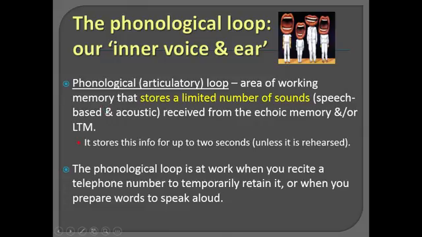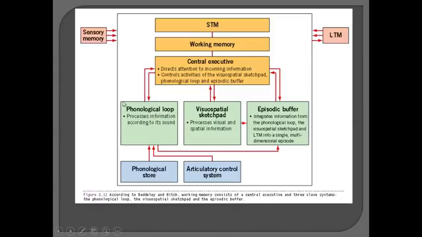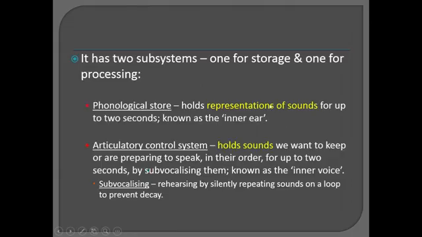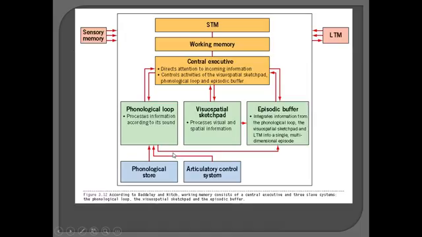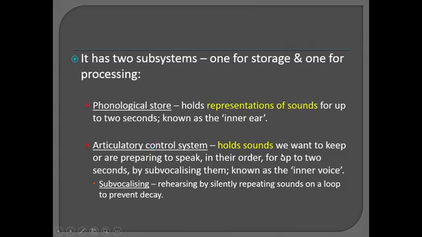So we've got our phonological loop here. It's about processing information according to its sounds. We've got our phonological store here, which holds the representation of sounds, like our inner ear, and we've got the articulatory control system here, which holds sounds that we want to keep or are preparing to speak.